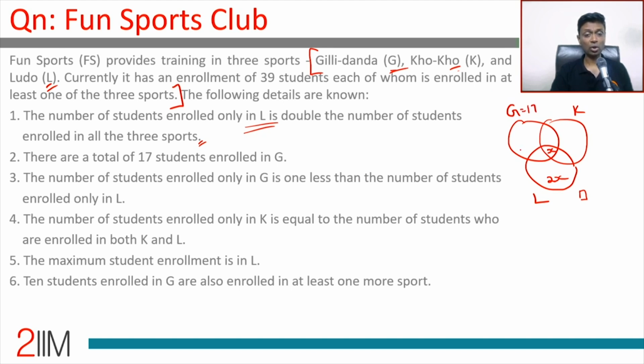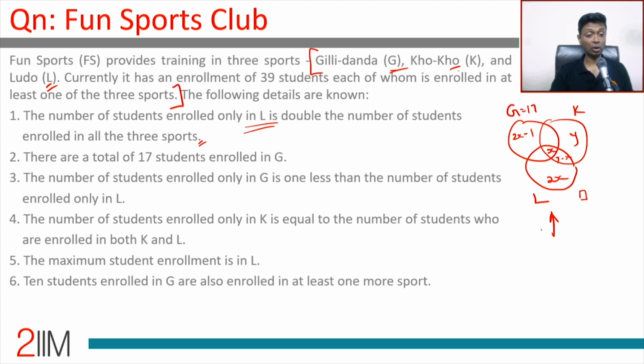The number of students enrolled only in G is 1 less than the number of students enrolled only in L. This is 2X. This is 2X minus 1. The number of students enrolled only in K is equal to the number of students who are enrolled in both K and L. Both K and L is this put together. That is nothing but only in K. If this is Y, this will be Y minus X. The maximum student enrollment is in L.